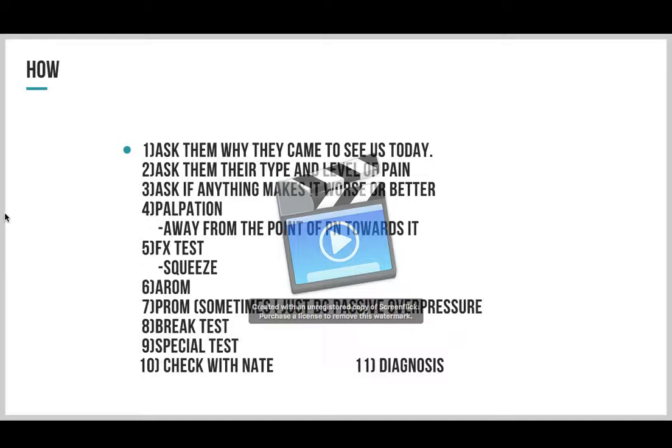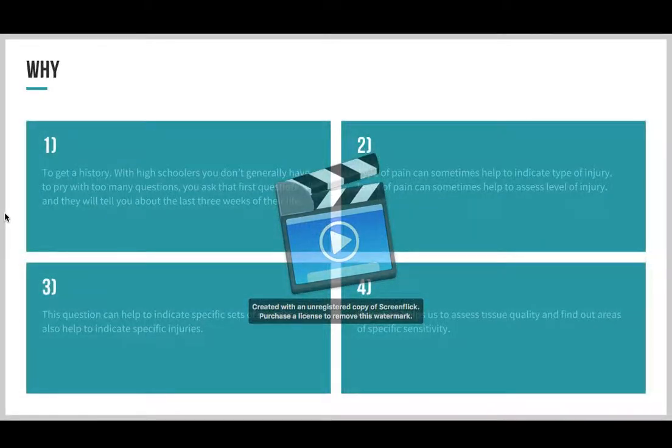Yep, number 3. Ask if anything makes it worse or better. That can help us to indicate specific set of muscles or specific injuries. So if they say going up the stairs makes it worse, then I can think about things that it could have to do with like dorsiflexion or to pull their foot up, or is it plantar flexion to push their foot down? Is it the bend of the knee? Is it the loading of the femur? You know, all of those different type of things.